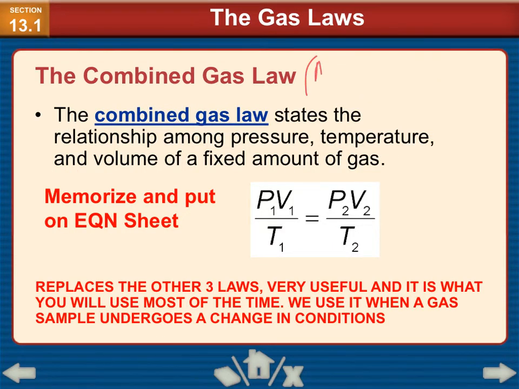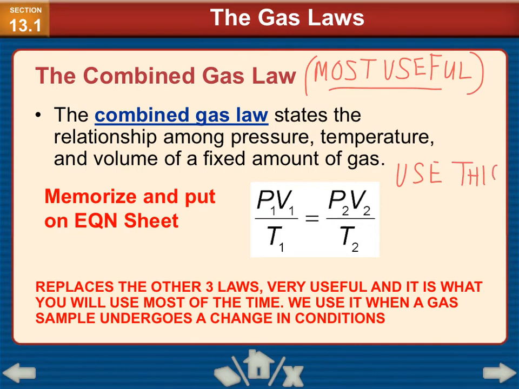This is the combined gas law. This is the most useful of all the gas laws that we have seen thus far, because it combines the first three in one nice equation. You will want to memorize this equation or put it on your equation sheet, but it does combine the relationships between pressure, temperature, and volume for a fixed amount of gas. And we can use this equation to derive the other three.